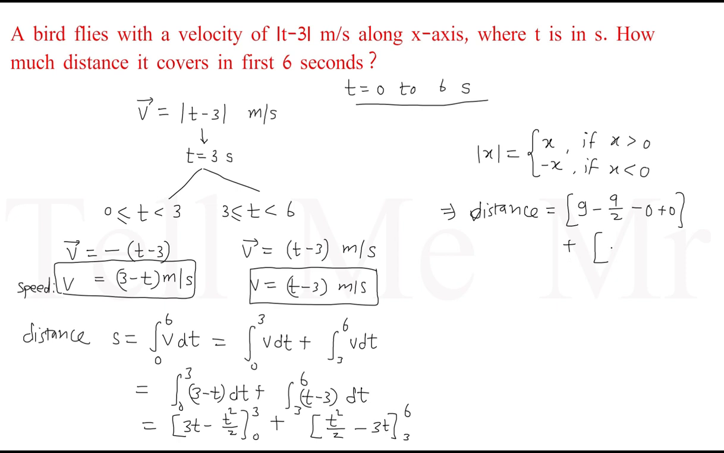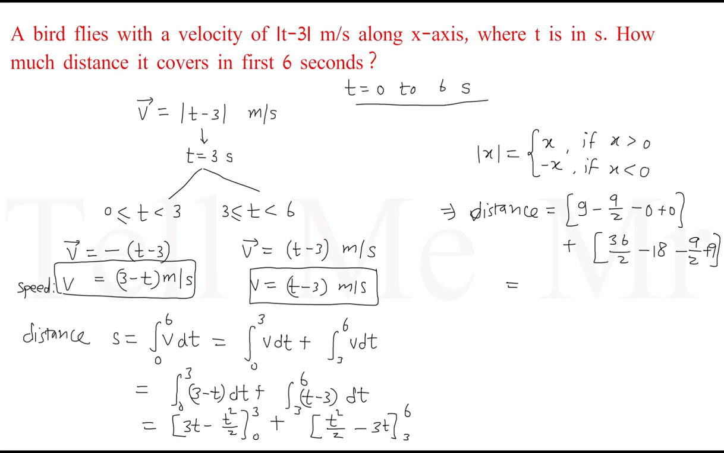Here if you put 6 in place of t, you will get 36 upon 2 minus 6 times 3, that is 18. And when you put the lower limit 3, you will get minus 3 square, that is 9 by 2, and plus 3 times 3, that is 9.